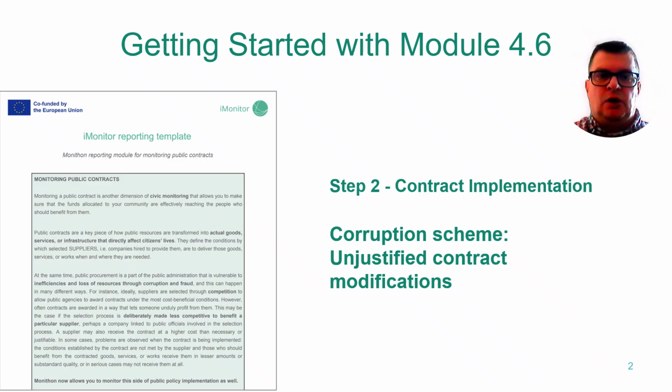In this webinar, we'll be focusing on contract modifications and the corruption schemes that can arise from unjustified changes, often referred to as scope creep. We'll look at why these modifications matter, how they can undermine accountability, and what red flags supervisors should watch for. By understanding these risks, you'll be better prepared to spot irregularities early, strengthen oversight, and ensure that projects deliver what was originally promised.